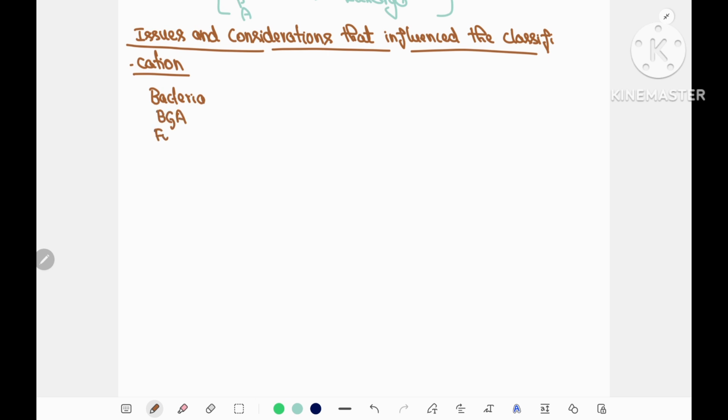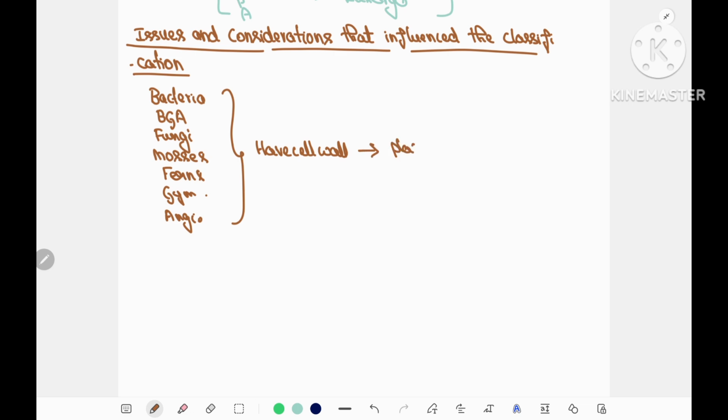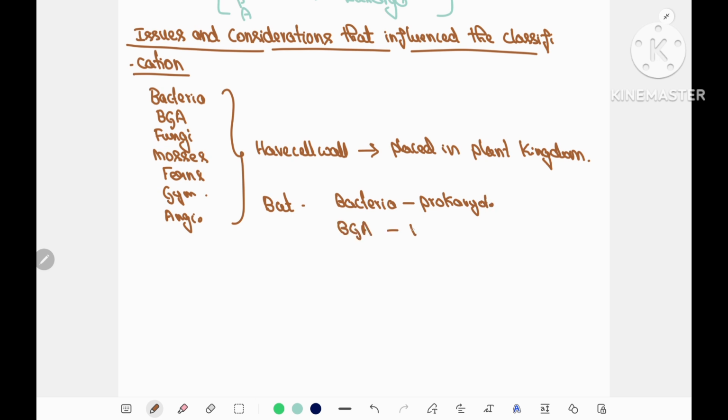As I said earlier, classification systems were not the same over the period of time. It has been changing. For that, there are some issues and considerations that have influenced the classification. For example, in earlier systems of classification, bacteria, blue-green algae, fungi, mosses, ferns, gymnosperms and angiosperms were all found to have a cell wall. Hence, they were altogether placed in one kingdom, that is kingdom Plantae.